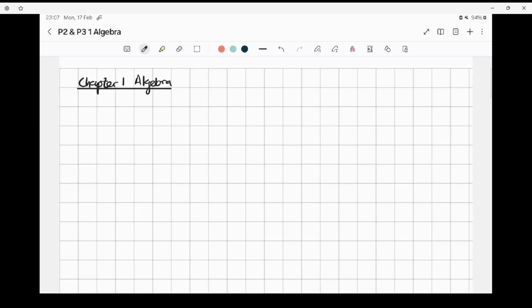Hi everyone. So today we will go back to the first chapter of P2 and P3, which is on algebra. The first section of this particular chapter is on the modulus function. This is quite a new concept, especially on how you would need to solve the modulus equation. So I will just go very slowly on this particular chapter. So what is a modulus function?